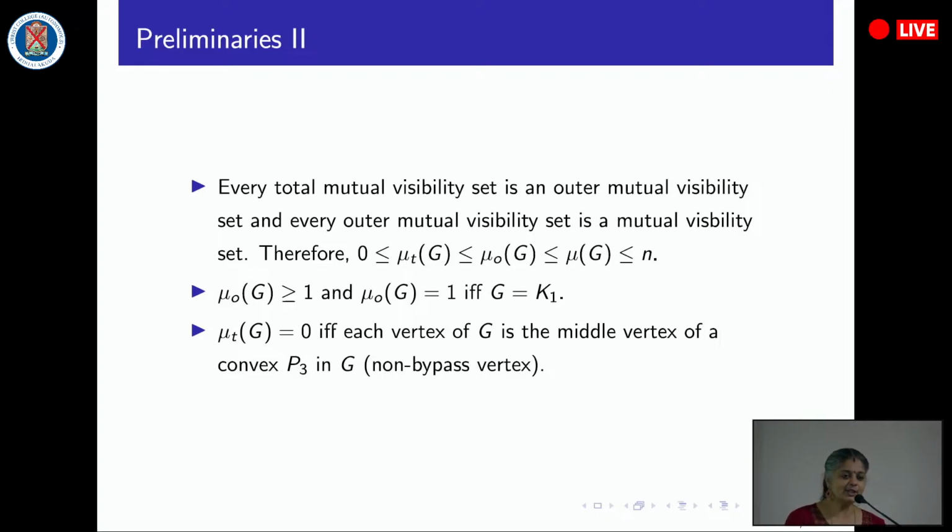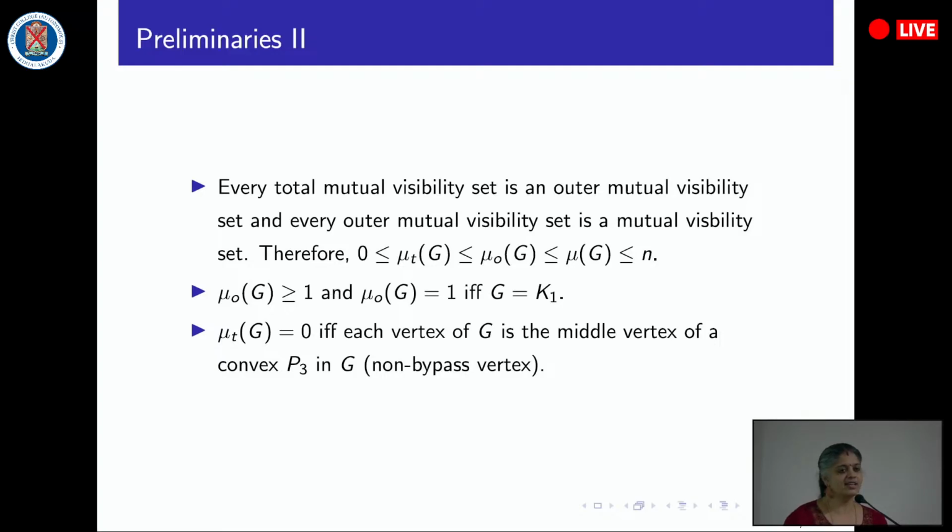And related to these mutual visibility parameters, there is a notion of coloring also. What is usual coloring? Usual coloring means you have to color vertices in such a way that no two adjacent vertices receive the same color. But in fact, what you are doing is partitioning the vertex set in such a way that each part is an independent set. That is what you are doing when you are doing the usual coloring.